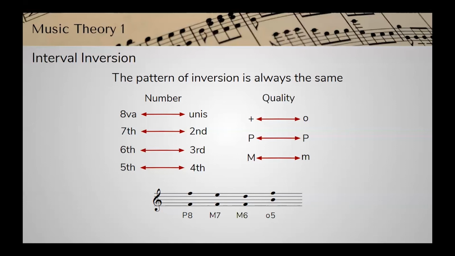And then the numbers, they just add up to 9. So you can subtract one of them from 9 and get the number that it will invert to. So if I want to remember what a 6 inverts to, I would just subtract 6 from 9, 9 minus 6, and get 3. So a 6 inverts to a 3, the third. Okay, so you really need to memorize that.